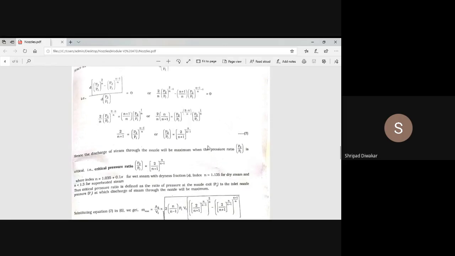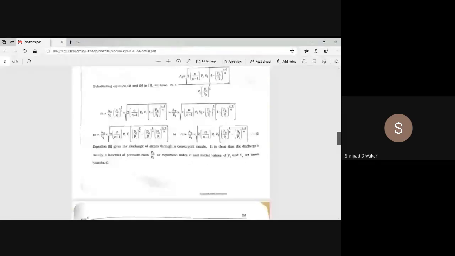They'll give it in the problem as 1.3, 1.25 or 1.2, like that. But this is the most important equation. So we got equation number 7. Now what am I going to do? I am going to substitute this value of P2 by P1 from equation number 7 in equation number 6.